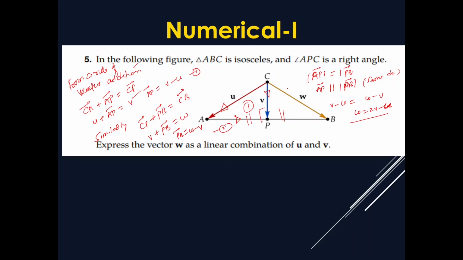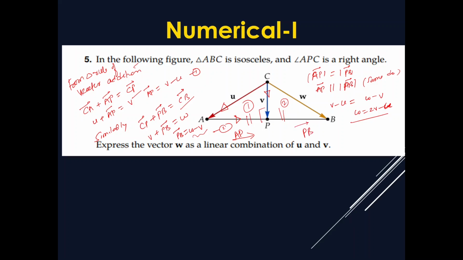Similarly, in this triangle, you can see CP plus PB equal to CB. So, V plus PB equal to W. So, PB can be written as W minus V. Now, AP is in this direction and PB is also in this direction.